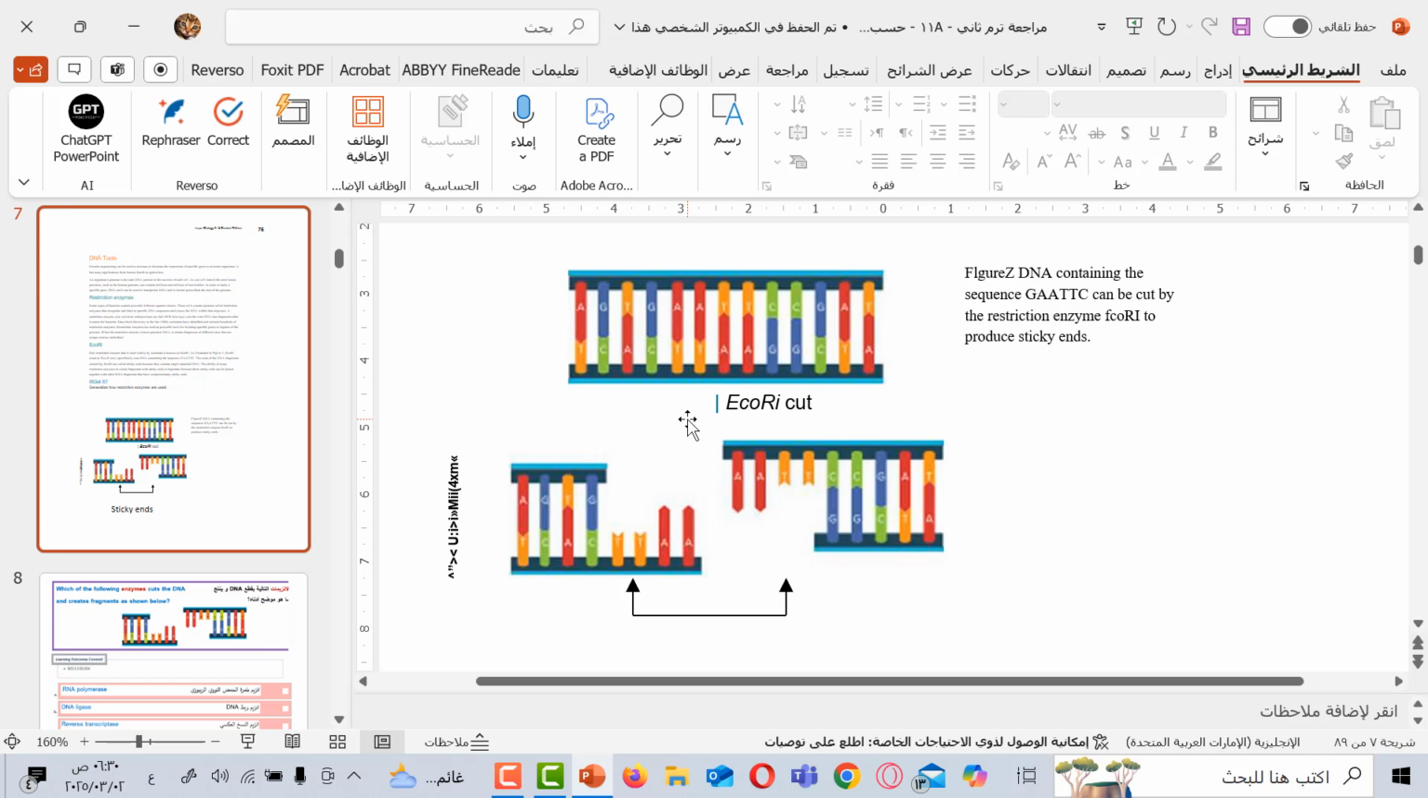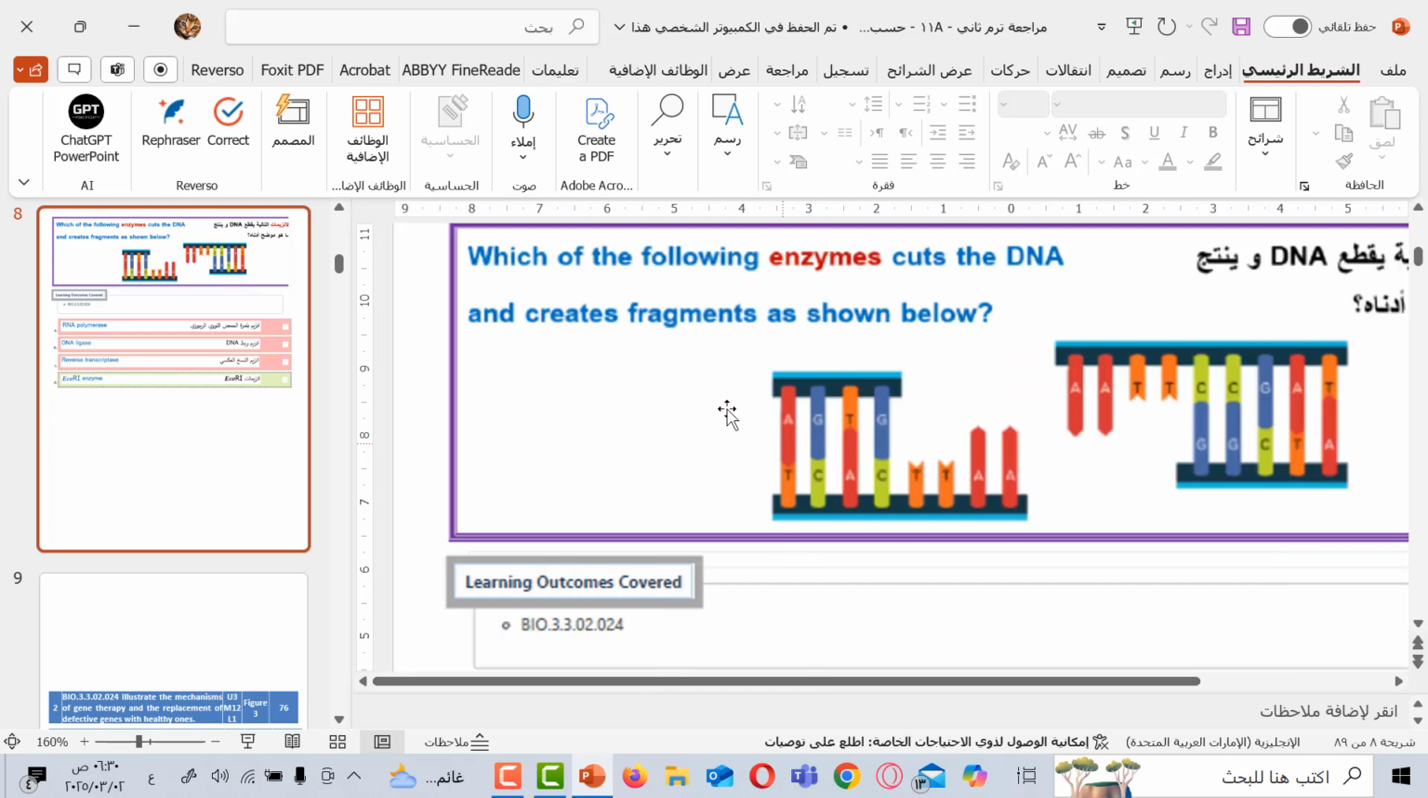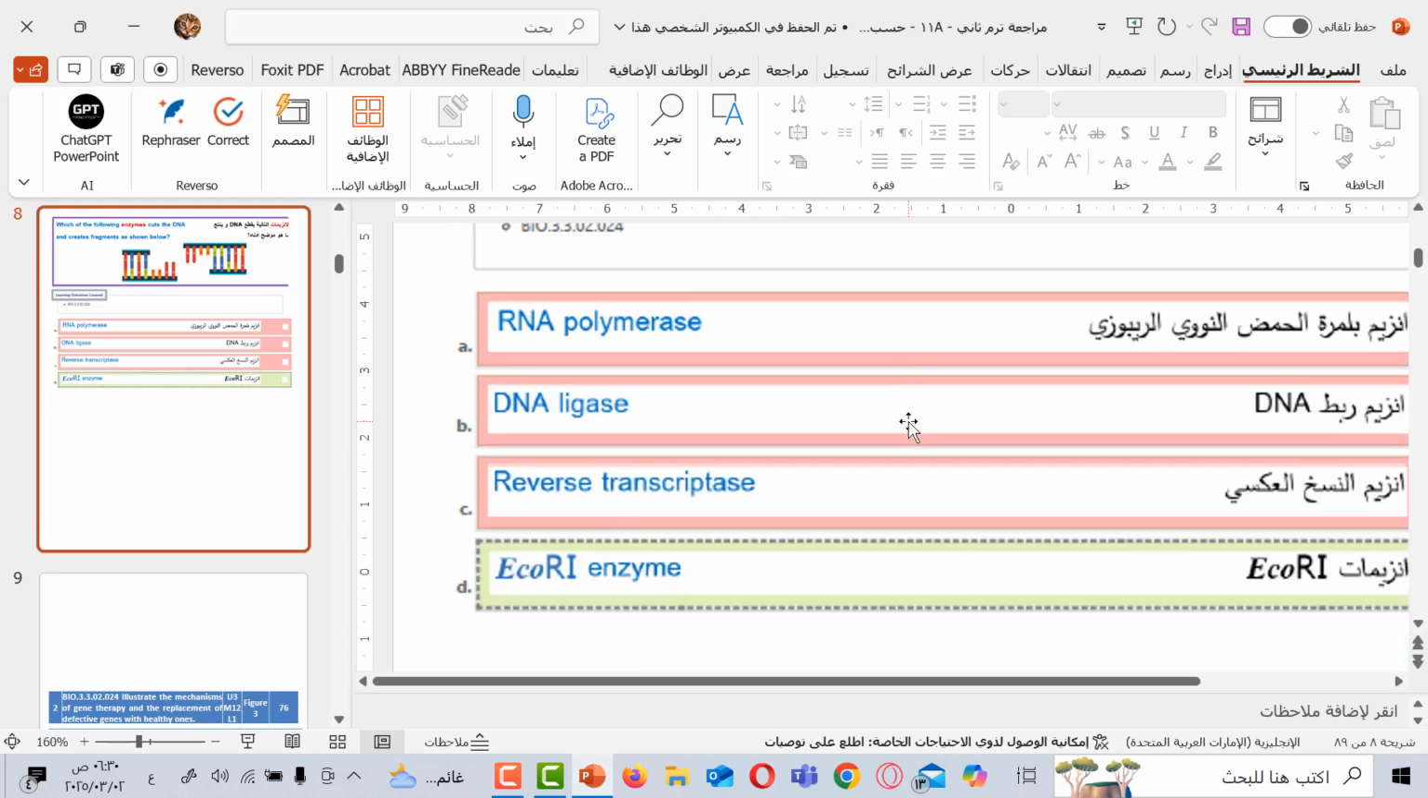Okay, let's see some questions about it. Here, the first question: which of the following enzymes cuts the DNA and creates fragments as shown below? This is sticky end, so if we look at the choices: RNA polymerase, no. DNA ligase, no. Reverse transcriptase, no. EcoRI enzyme or EcoR1, okay, is the correct choice.